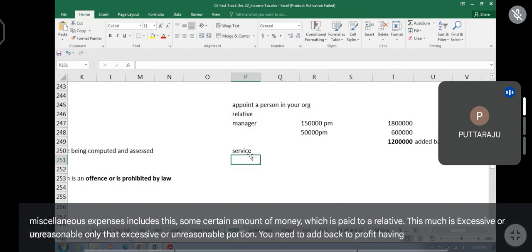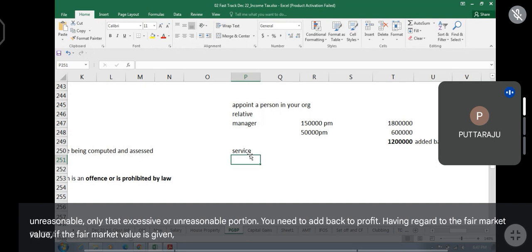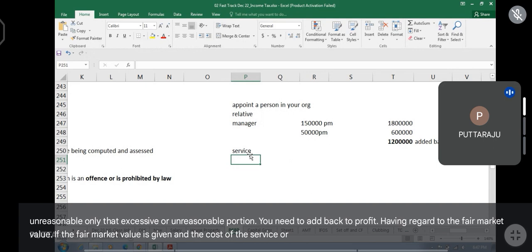If the fair market value is given and the cost of the service or cost of the expenditure is given, you need to compare those two. If there is any unreasonable or excessive amount, that excessive amount you need to add back to the profit while doing the computation. Understood?